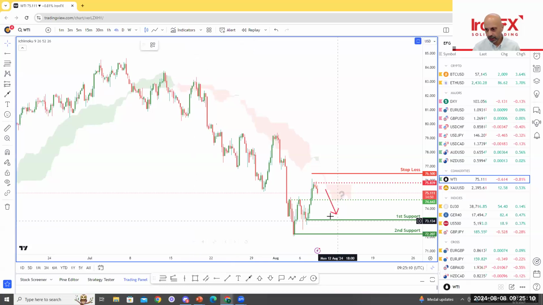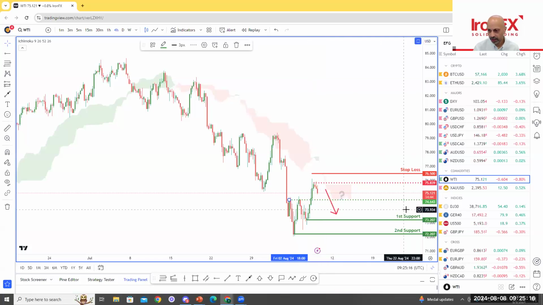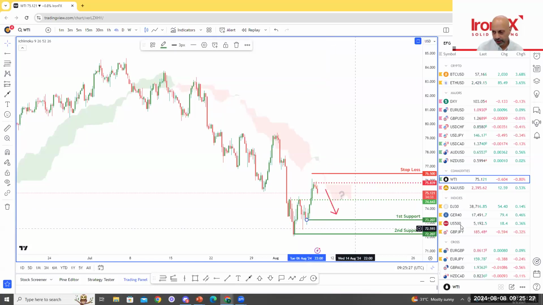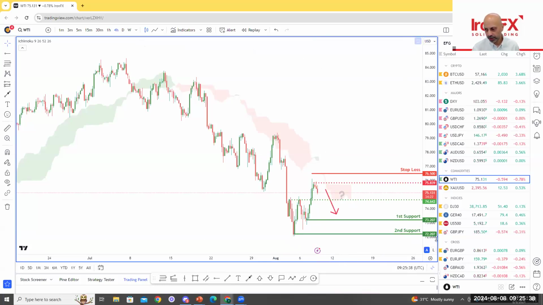So take note, I'd like to see, although prices already reversed to drop lower, a clean break underneath this intermediate support at $74.64 is likely to accelerate the downside action. Then we can realistically target the first support at $73.20 per barrel as a first potential take profit zone. And of course, if prices continue to slide even lower, we can then target the second take profit zone, which is at $72.20.